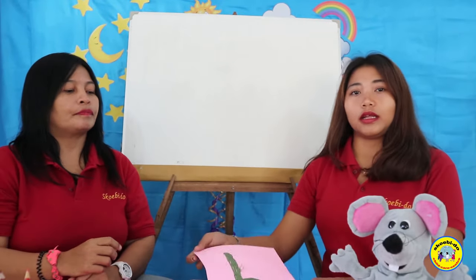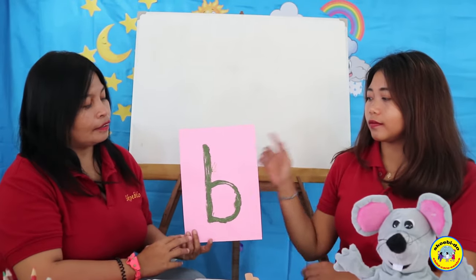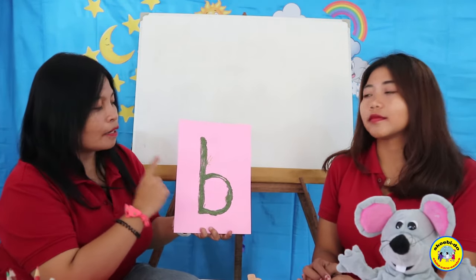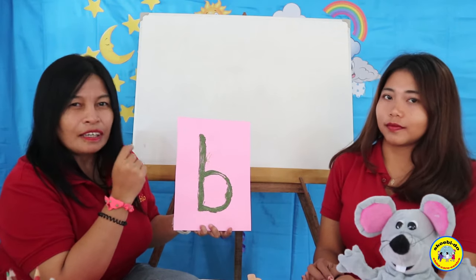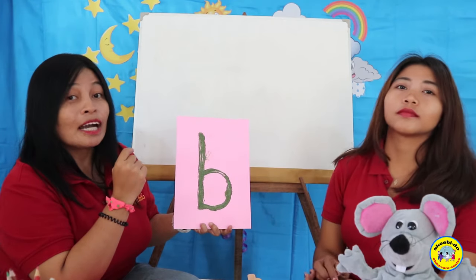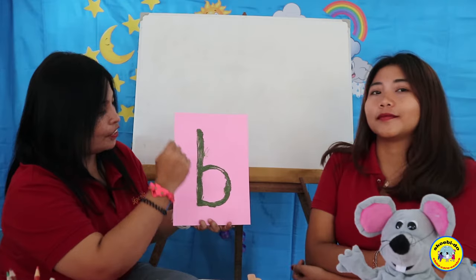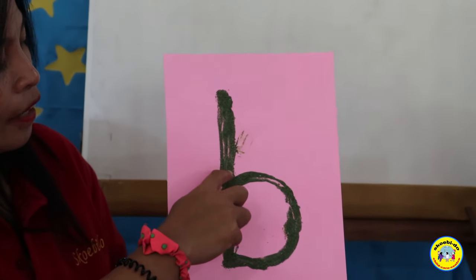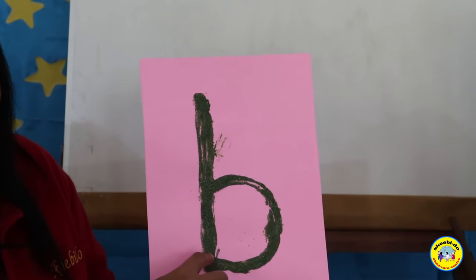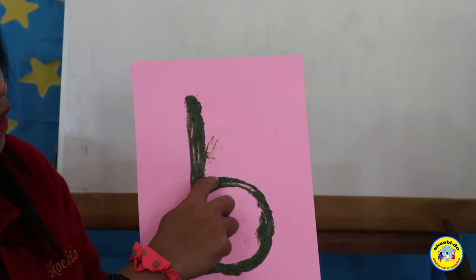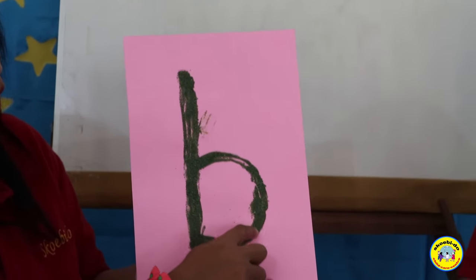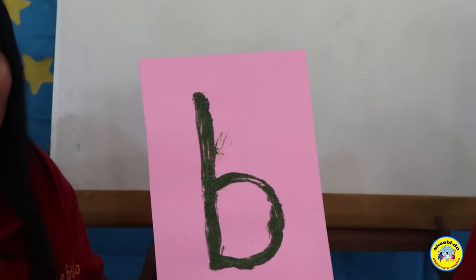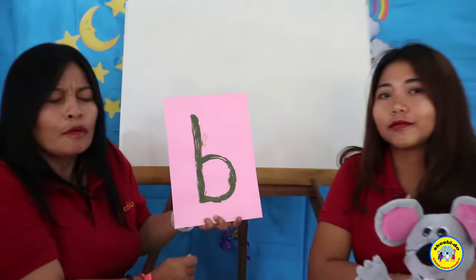Now let's try with this tactile. Remember the letter formation that we learned today? So now we're going to feel this letter. Letter B, make the B sound. Alright, we start from the top. Slowly, straight line down. Middle and make a curve line down. Okay, Miss Tasha and Miss Kiki will go slowly, so you can see clearly.